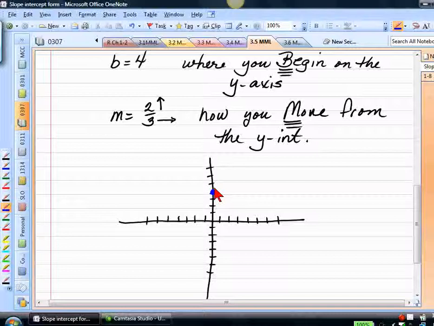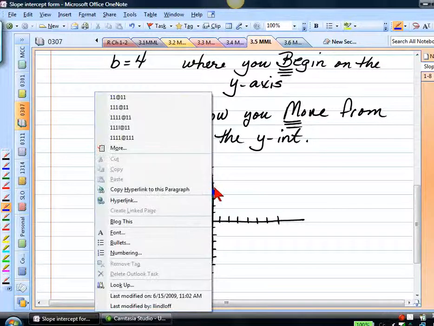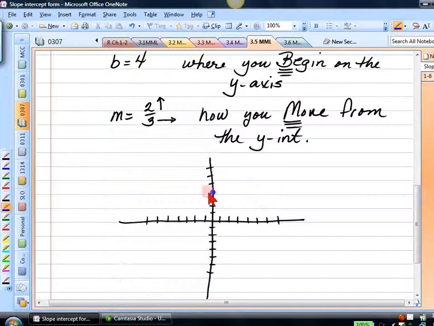Now it's time for me to move. Slope, you move from this point. The moving instructions say rise of 2, run of 3. So from this blue point on the y-axis, I will go up 1, 2, and I will go right 1, 2, 3, and I believe it's about there. I went up 2 and right 3.